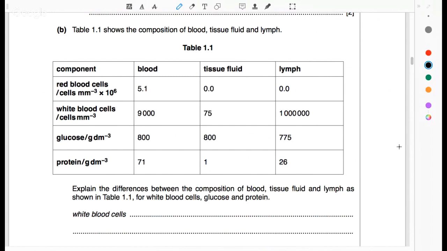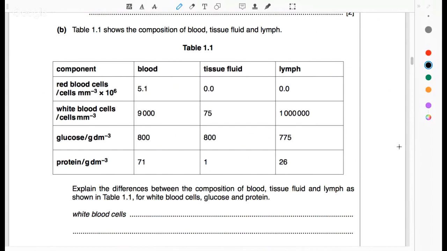Where a lot of white blood cells enter the lymphatic vessels, and the blood has a relatively high concentration of white blood cells, some of which can enter the tissue fluid through the gaps in the capillaries.